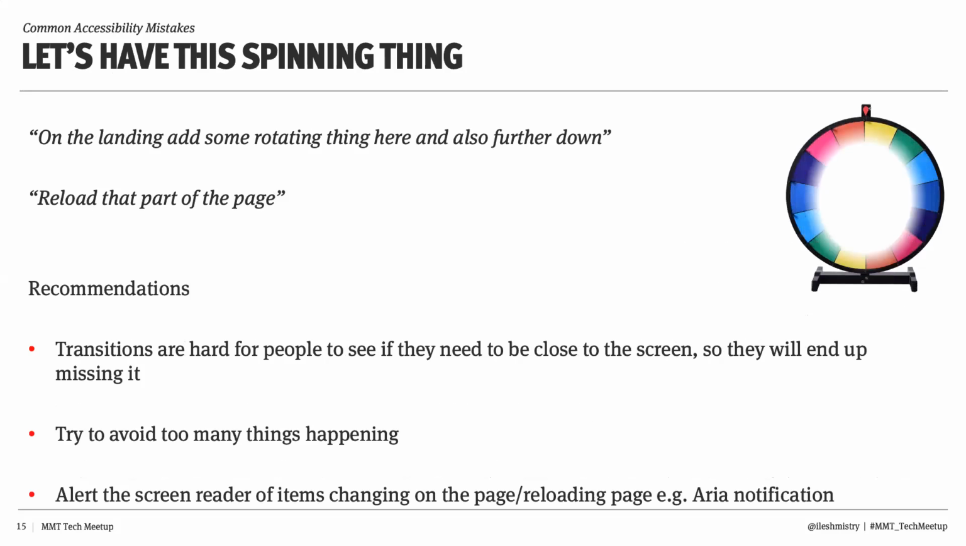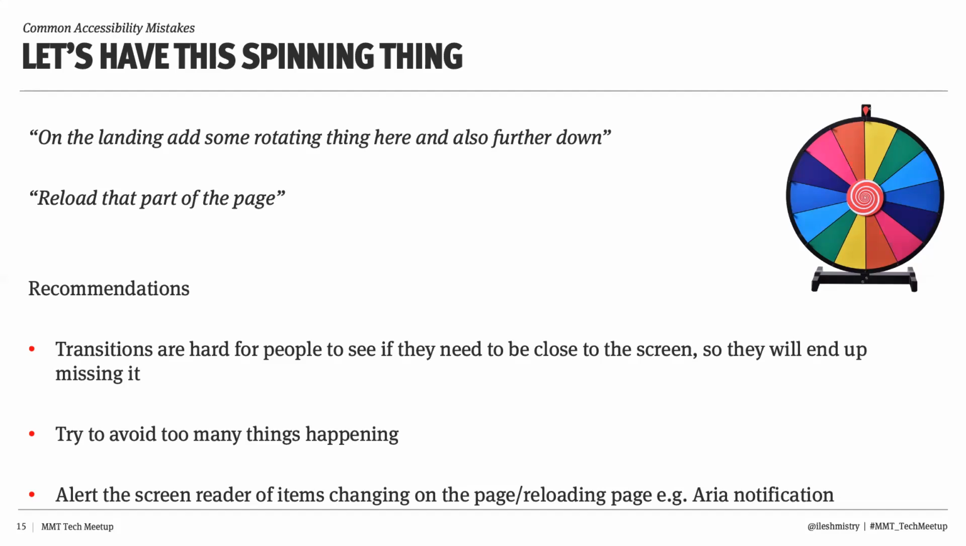You could have someone who says, okay, let's have this spinning thing on this page. Let's reload that part of the page. It could be a really fun website where you can do lots of things, but transitions can be hard for people to see. There could be users who have to be really close to the screen to read and view a website. If they're doing that and there's transitioning happening a little bit away from the screen after they've zoomed in, they're not going to be able to see that. That's a big element where they're missing out and you haven't catered for them. It's also important to make sure you don't have too many things going on.